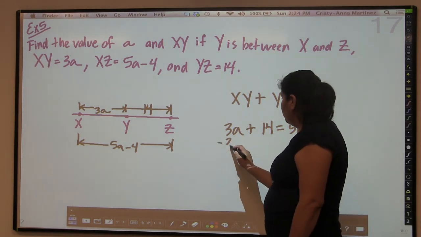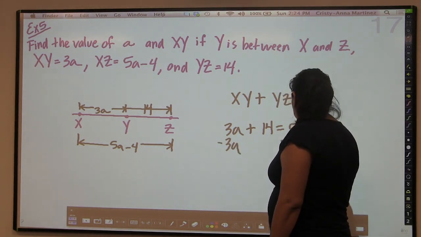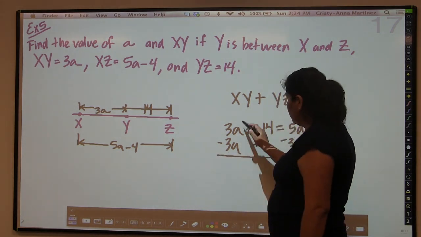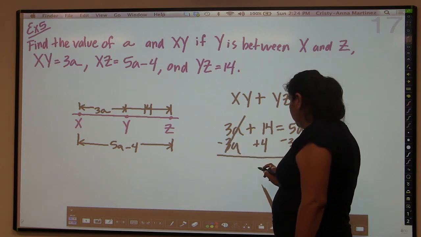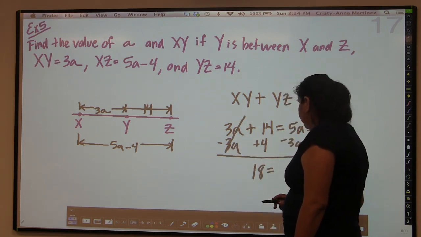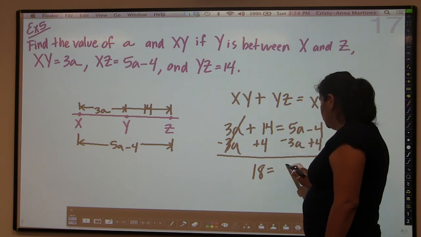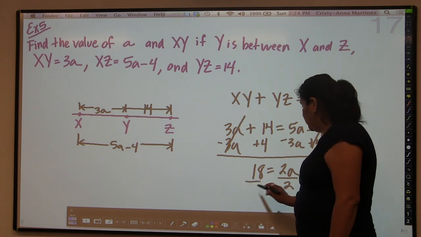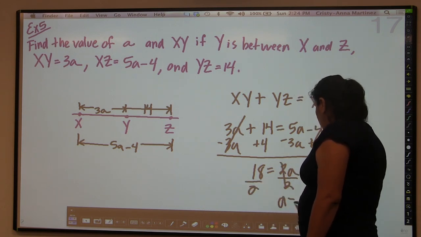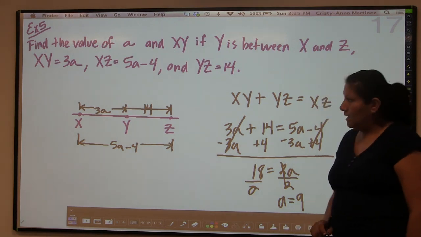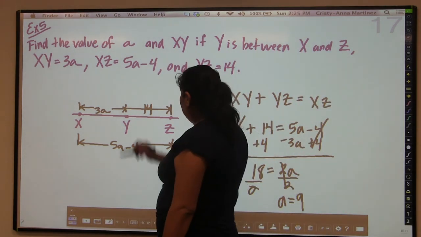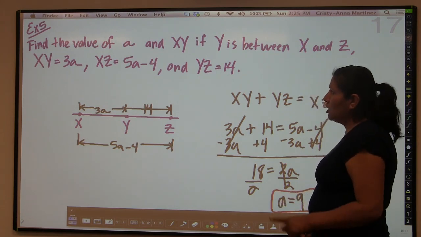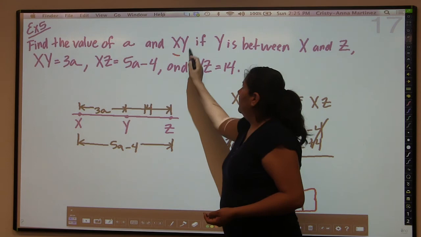So we're going to subtract the 3a from both sides and add the 4 to both sides, doing two steps at once. 3a minus 3a is 0, 14 plus 4 is 18, and then 5a minus 3a is 2a, and negative 4 plus 4 is 0. Our last step is to divide by 2, and a equals 9, because 18 divided by 2 is 9. So that was the first part, find the value of a: a equals 9. But that isn't the only part. It also wants us to find xy, right here.